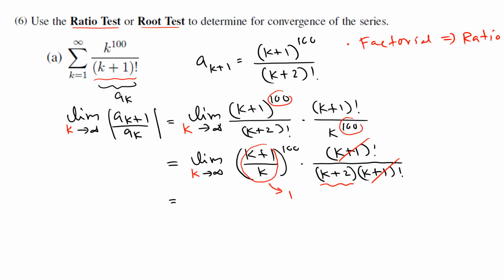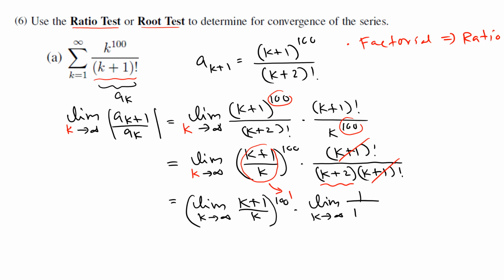The best way to write this is to write the exact argument here. So it's the limit as k goes to infinity of (k plus 1) over k to the 100, times the limit as k goes to infinity of 1 over k plus 2. Now you can see that this first limit is 1, so 1 to the 100 is 1. So you simply get 1 times, since k goes to infinity, 1 over k goes to 0. So it's 1 times 0, which is 0, which is less than 1.